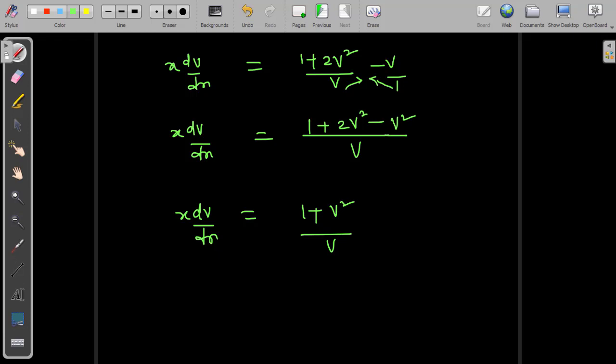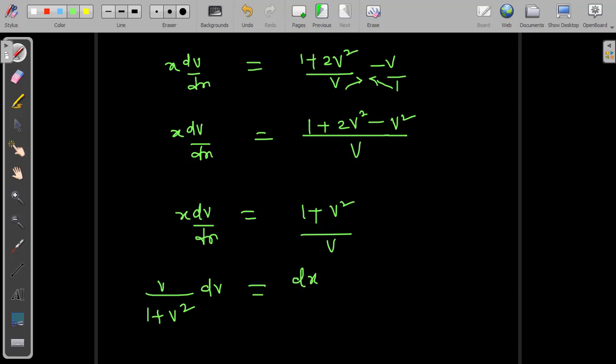Again we need to apply the variable separable method, which means bring this one to the left side. So how do you bring it: this denominator will become the numerator, and this numerator will become the denominator when you bring it to the left side. dv stays in the same place.